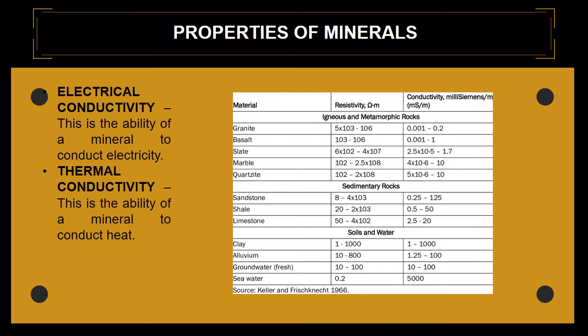We have electrical conductivity. This is the ability of a mineral to conduct electricity. And next, we have the thermal conductivity. This is the ability of a mineral to conduct heat. Dito malalaman kung conductor yun ng electricity or ng heat yung mineral.